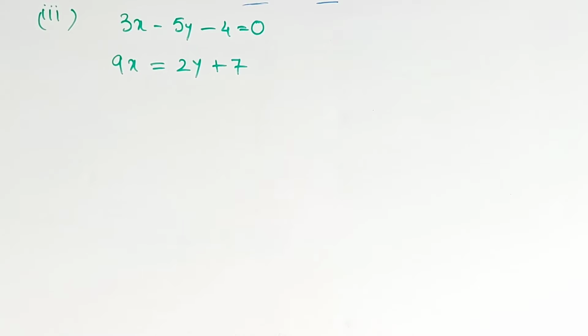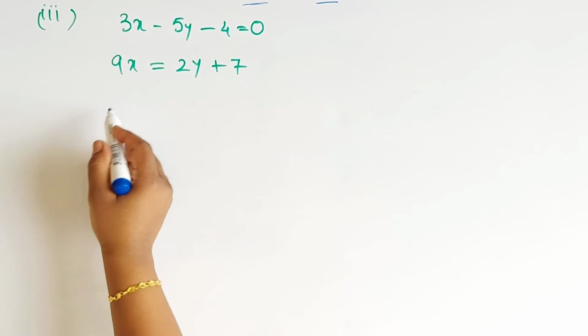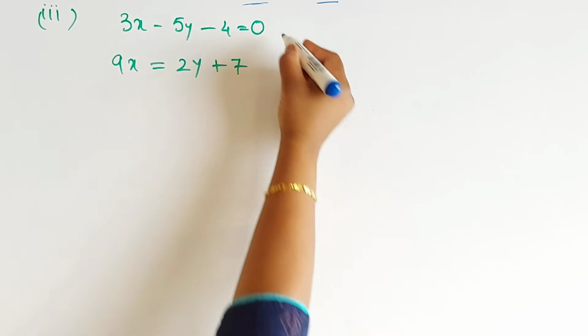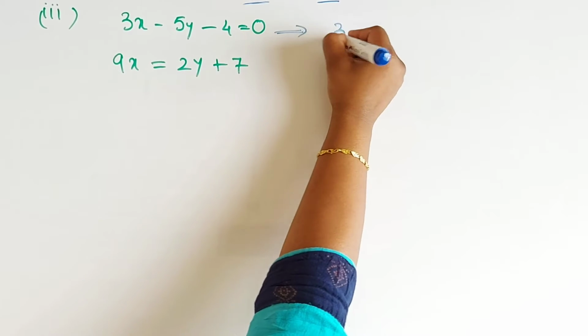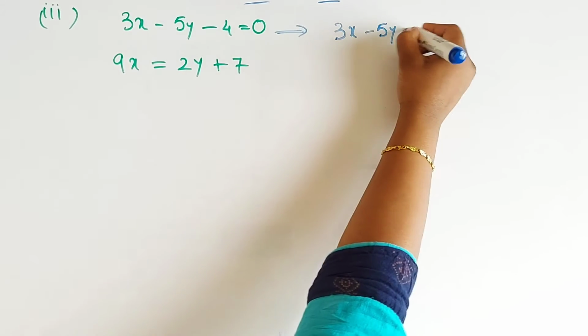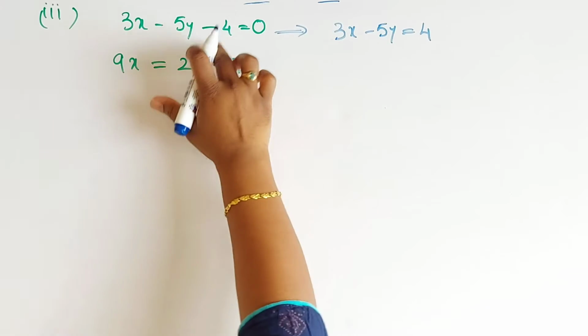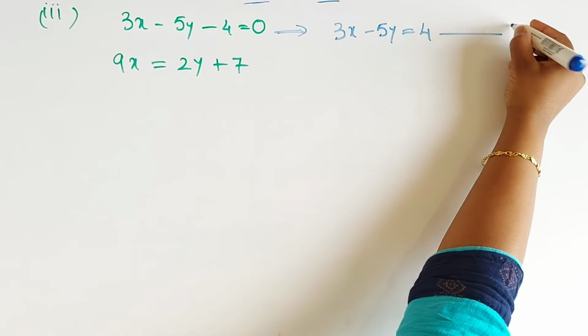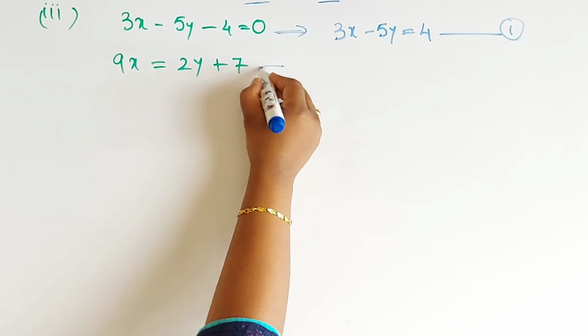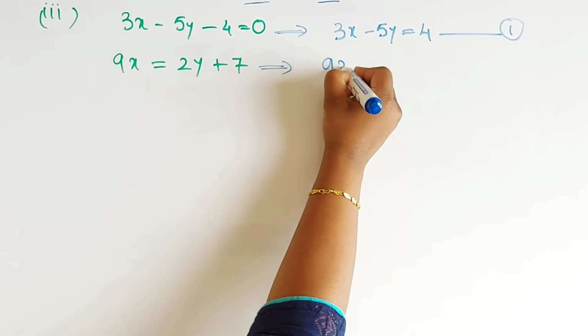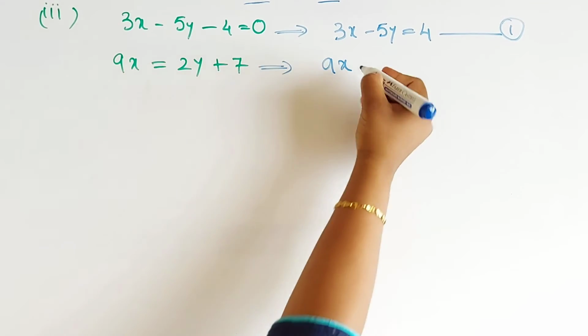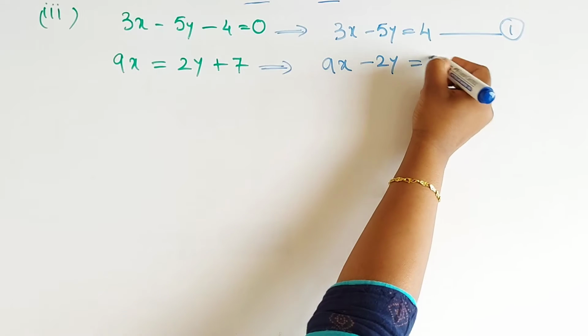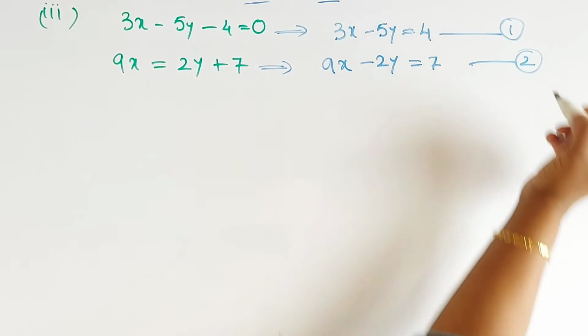Third one: 3x minus 5y minus 4 equal to 0, 9x equal to 2y plus 7. This equation we can write 3x minus 5y equal to 4. This minus 4 will go to the right-hand side, this equal to 4. This is the first equation. Now this equation also: 9x, send this 2y to the left-hand side, minus 2y equal to 7. Now this is the second equation.